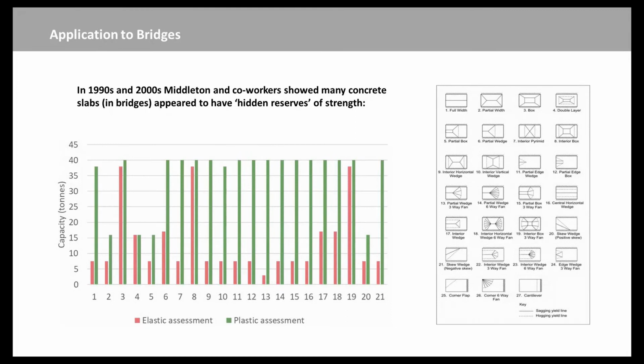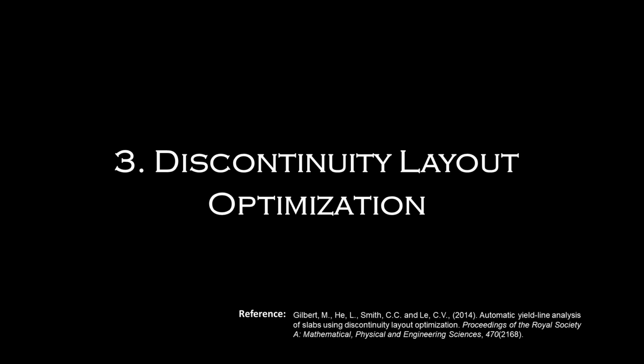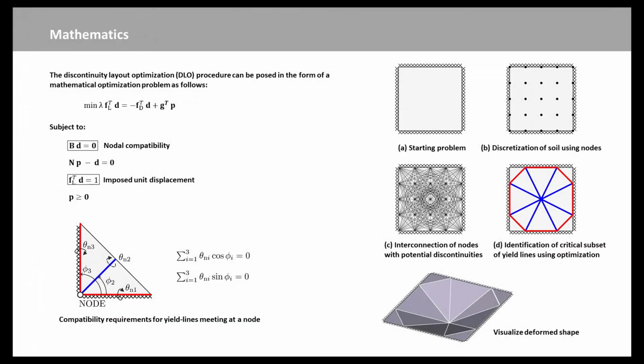In terms of application, in the 90s and 2000s, co-workers at Cambridge used the yield-line method very effectively to demonstrate that many UK bridges have hidden reserves of strength. What they did was compare the elastic axle capacity, shown by a red bar, with the plastic axle capacity, shown by a green bar, for a population of bridges. In a great majority of cases, the bridges that had been identified as being substandard using elastic methods were actually perfectly adequate when the plastic, yield-line method was applied.